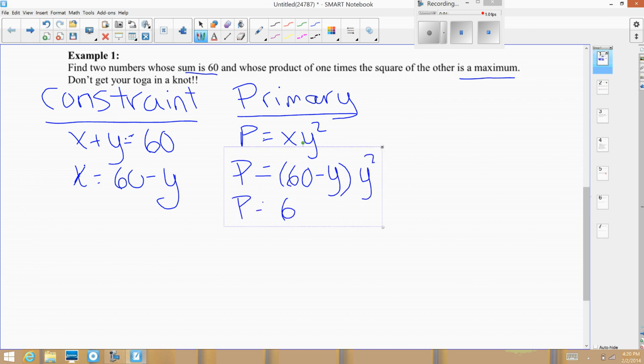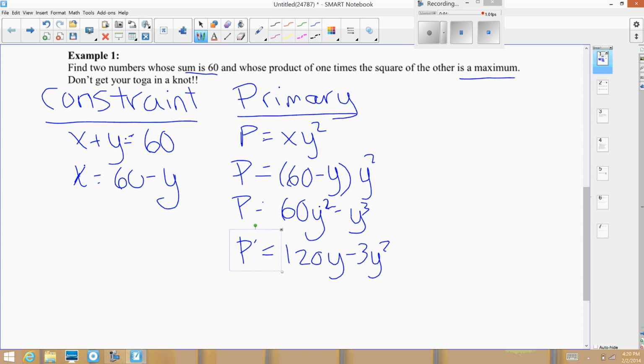Okay, multiply it out. All right, there we go. And now to optimize it, we just have to take the derivative. Okay, so 120y minus 3y squared. Solve that for 0, so we're trying to optimize it here. We can factor out 3y. So we get 40 minus y.